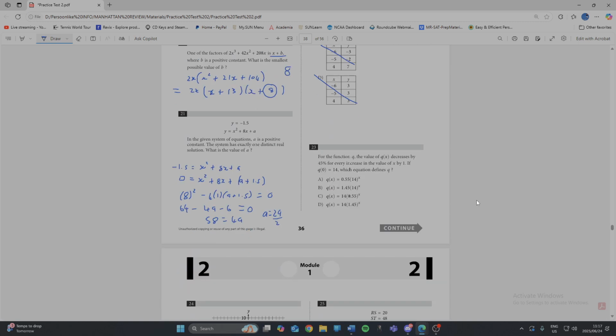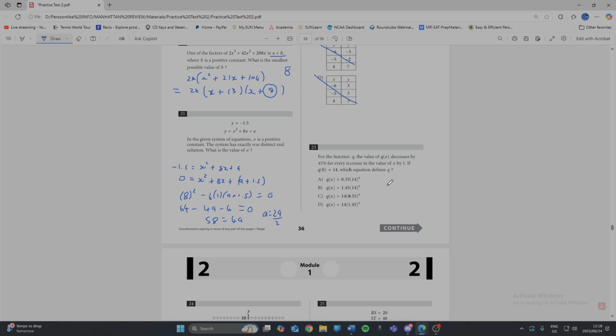Okay, 23 looks like quite an easy one. It says for the function q, the value of q(x) decreases by 45% for every increase in the value of x by 1. So that means that every time x increases by another one, the value would just decrease by 45%. Now it says if q(0) equals 14, which equation defines q?